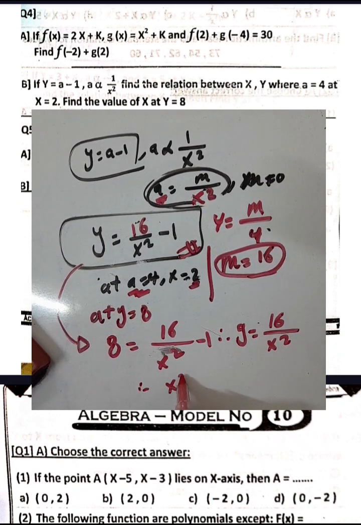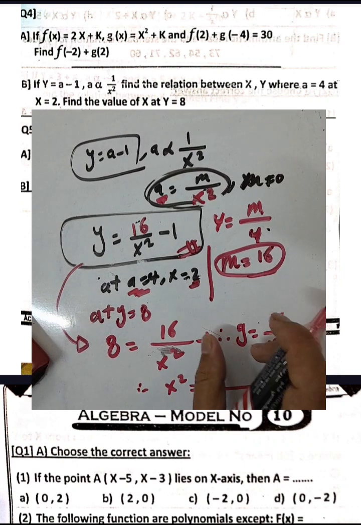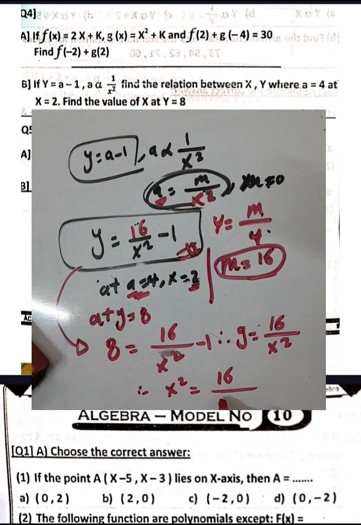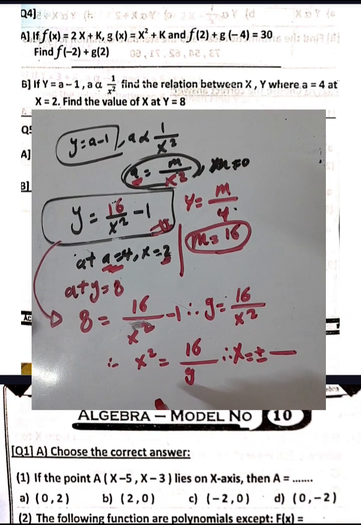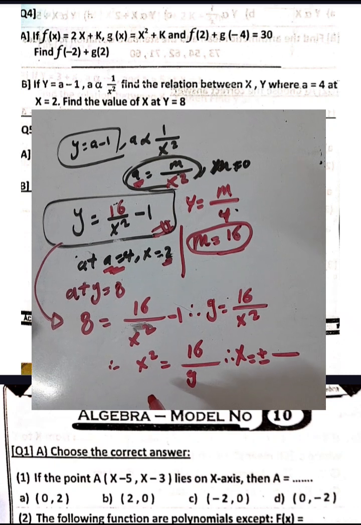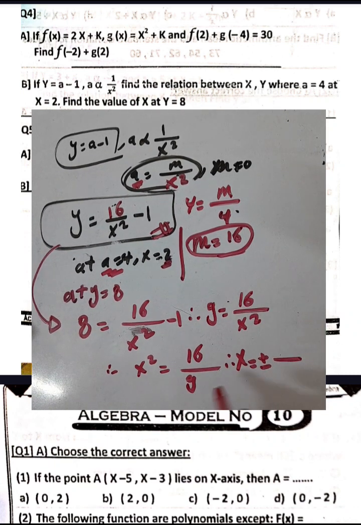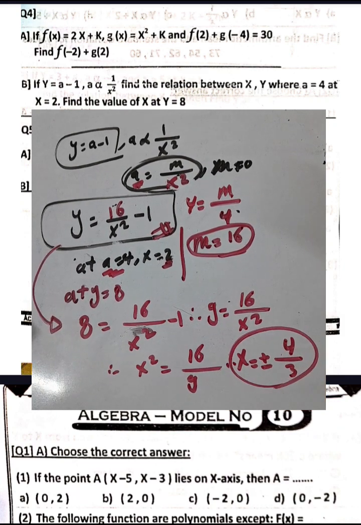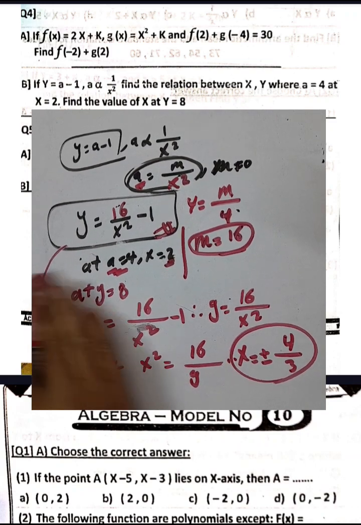Then x power 2 equals, replace them, the product of extremes equals the product of means, be replace them, x power 2 equals 16 over 9. Then the value of x will be positive or negative square root of 16 over 9. The result will be what? Square root of 16, it will be 4 over 3. The result will be 4 over 3.